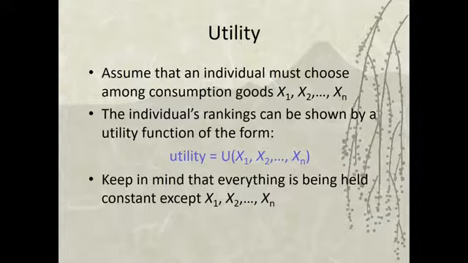The second point is that the individual's ranking can be shown by a utility function of the form. When I say something is being expressed, it has to have its own format. That format is pretty standard, very basic also. So the utility is equal to u(x1 to xn). Keep in mind that everything is being held constant except x1 to xn. That's what we said, that the ceteris paribus assumption is very important.